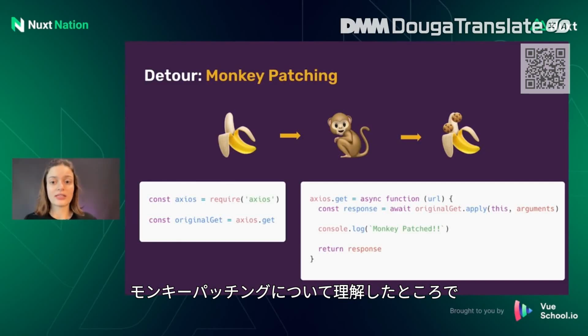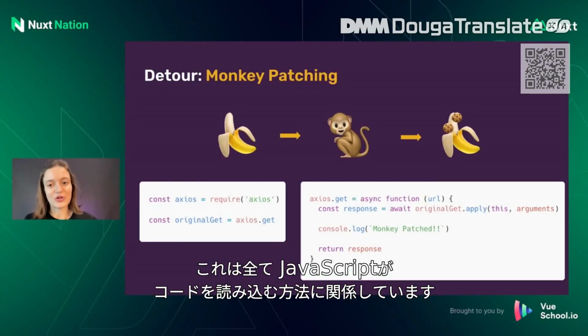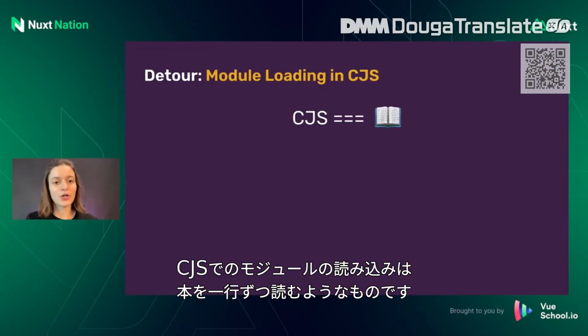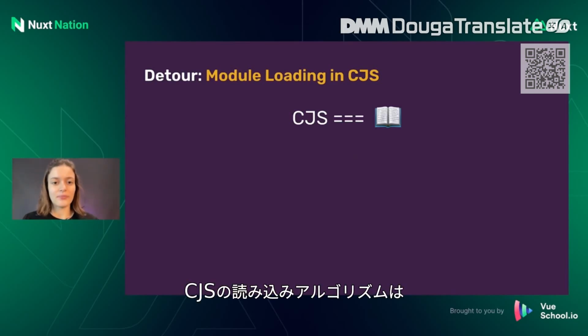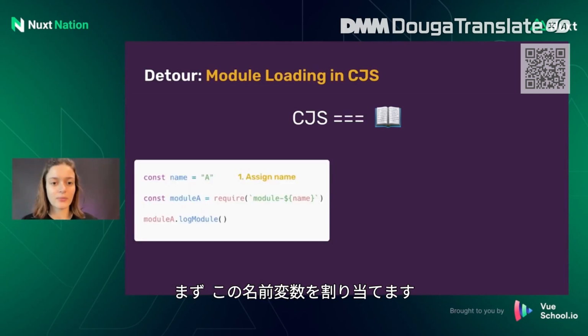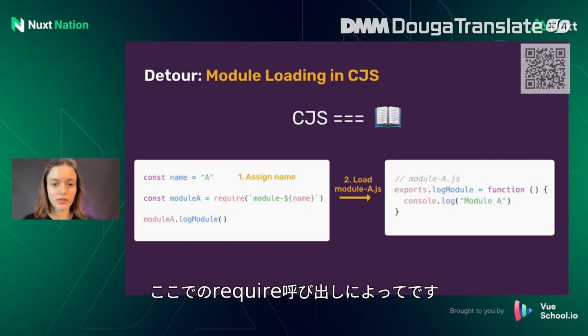So now that we understand what monkey patching is, let's see why it works in some cases, but not in others. It all comes down to how JavaScript loads our code. So module loading in CJS is like reading a book line by line. The CJS loading algorithm goes also through line by line. So at first, we're going to assign this name variable. And then in the second line, we're going to load the module A because of the require call here.